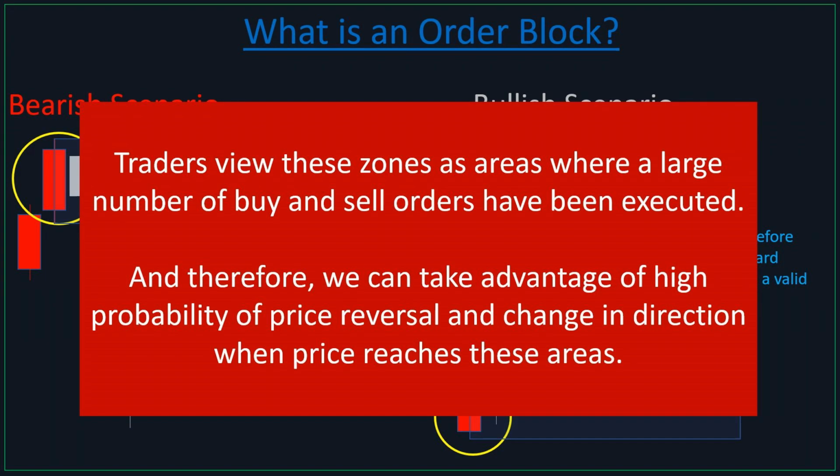Traders view these zones as areas where a large number of buy and sell orders have been executed, and therefore we can take advantage of a high probability of price reversal and change of direction when price reaches these areas.